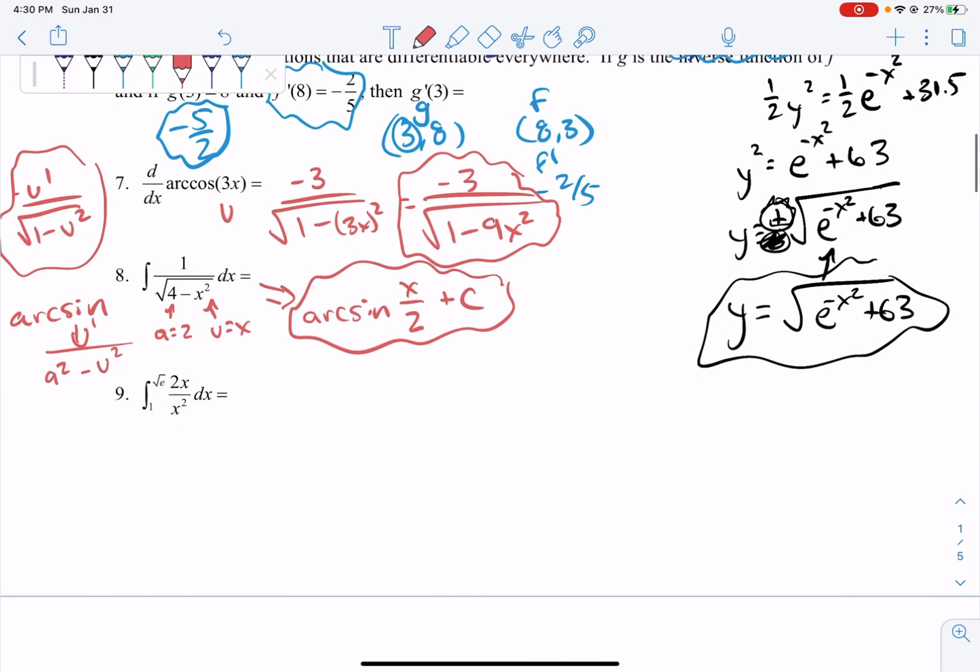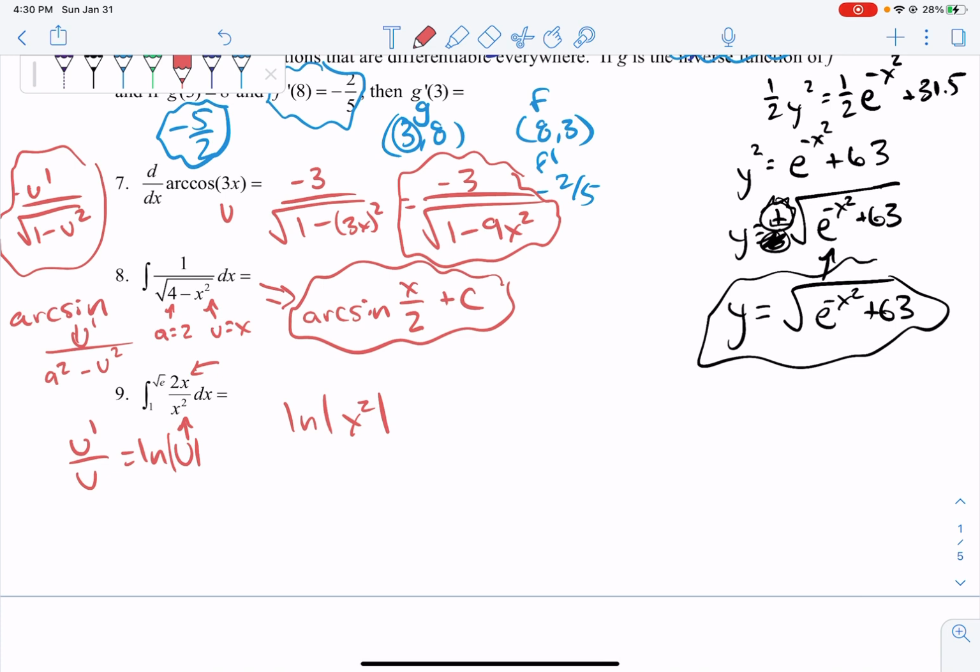Okay, number 9. The integral from 1 to root e of 2x over x squared dx. Looks a little bit messy. The nice thing is if I take the derivative of the bottom, I get the top. So this is just u prime over u. So my u is going to be the x squared. So u prime over u, remember, that's just natural log of u. So my answer is going to be the natural log, x squared.